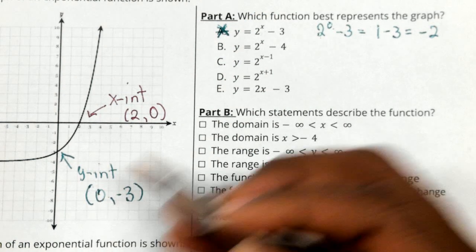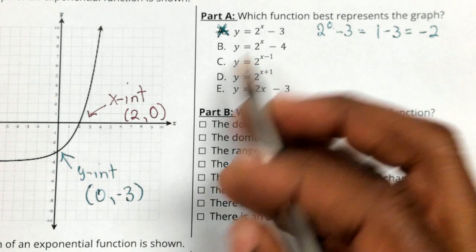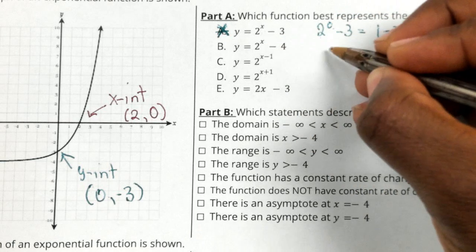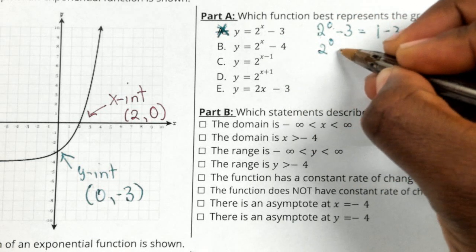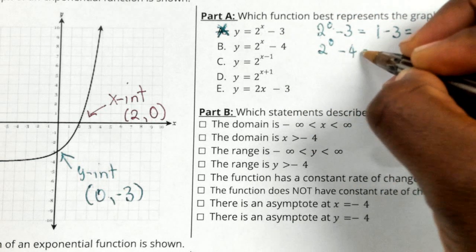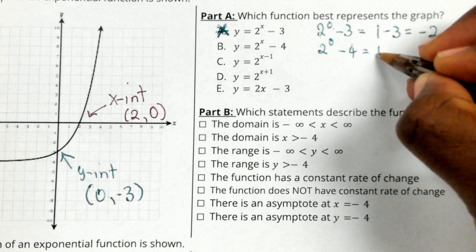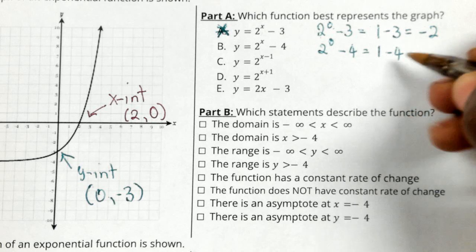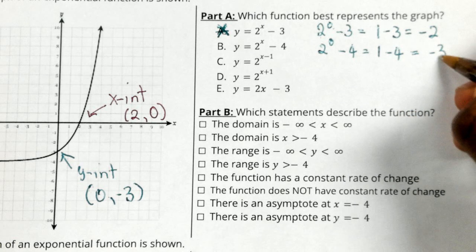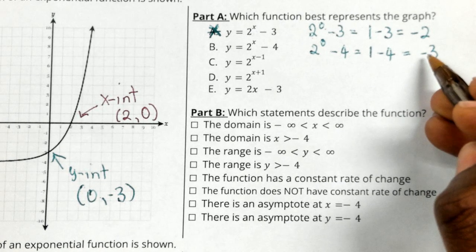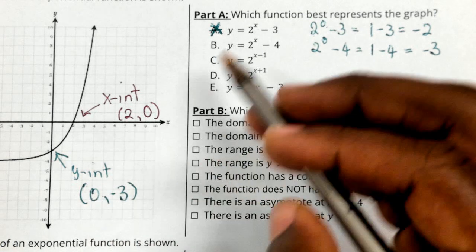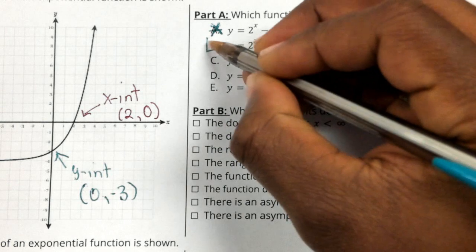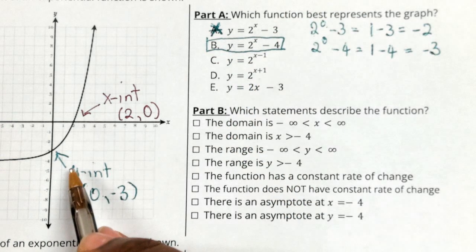Now I'm going to test the next equation. I'm going to make x 0 because I'm looking for the y-intercept. So if I make x 0, I would have 2 to the 0 power - 4. Anything to the 0 power is 1, and then we write the -4. 1 minus 4 is -3. Because we got -3 when we plugged in 0 for x, this is the equation that represents my function.